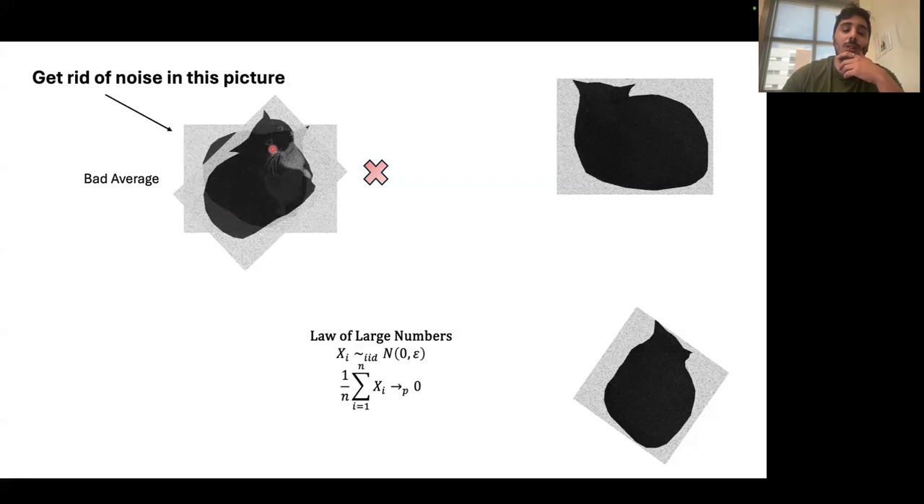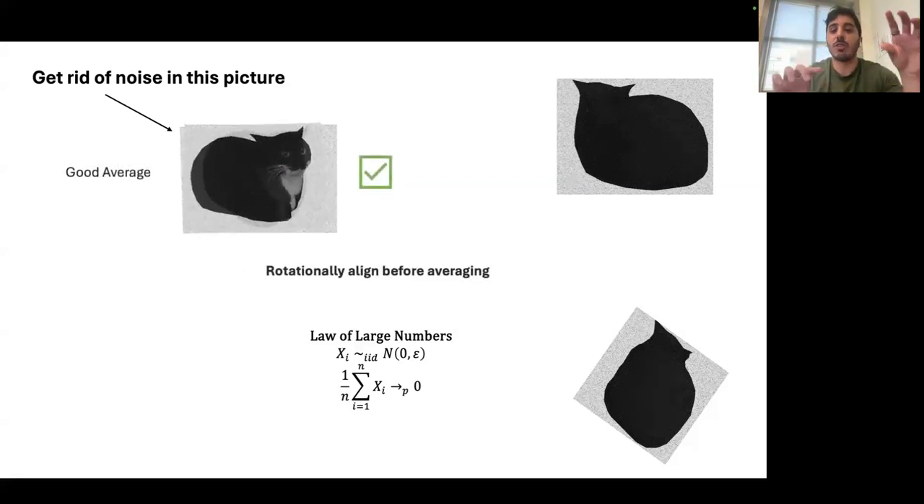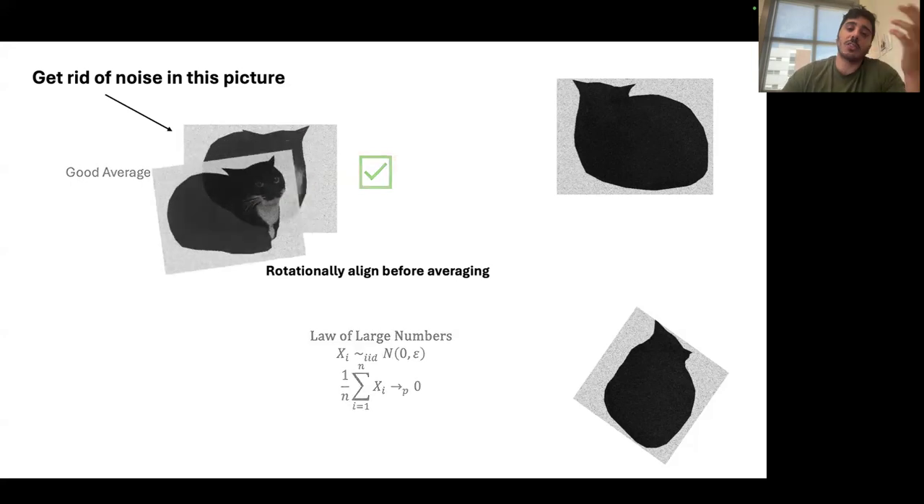So a better thing to do is to get rid of the tilt implicitly and rotationally align the 2 pictures as much as you can so that the cats align with each other as much as they can, and then take an average. Now, it's a better average. The white fur is getting overlapped with the white fur, black fur with black fur. So overall, that's a better average to take. But then 2 questions arise.